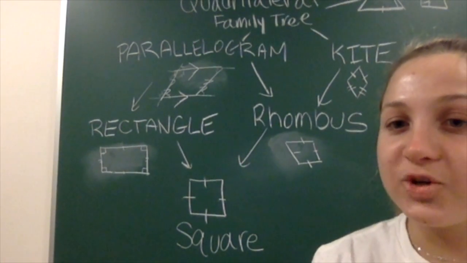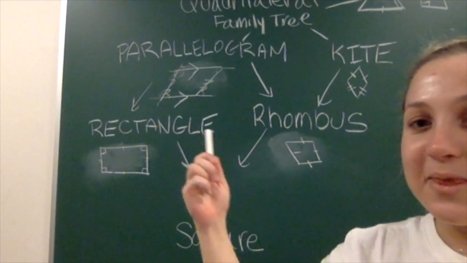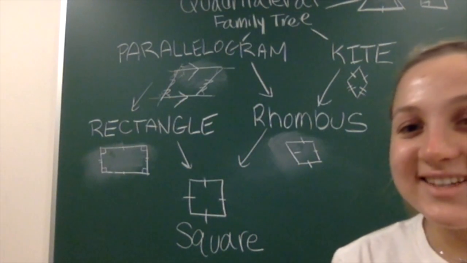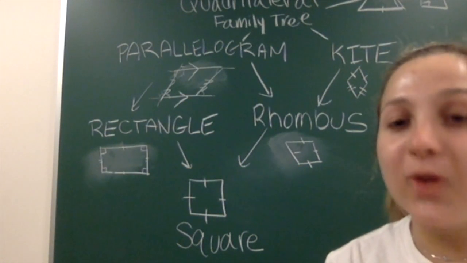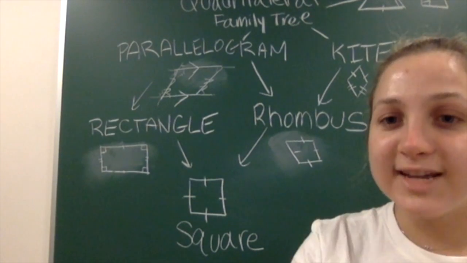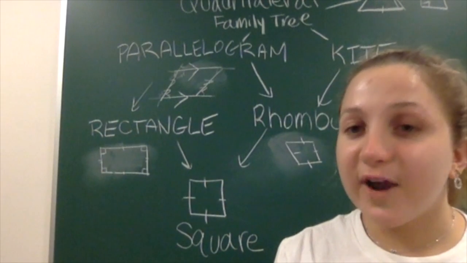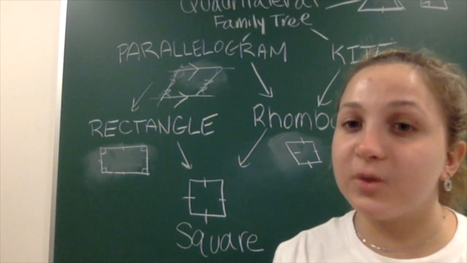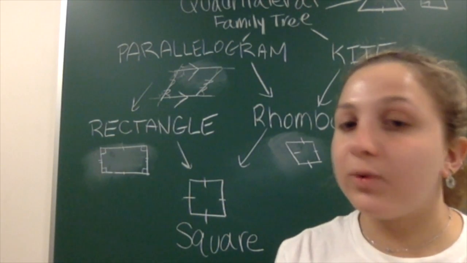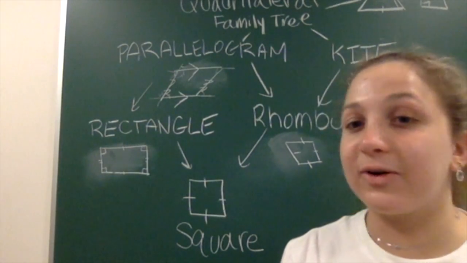The defining attribute of a rhombus is that it is a quadrilateral with all congruent sides. And connected to both of these shapes, I have a square. The defining attribute of a square is that it is a quadrilateral that has equilateral sides and equiangular angles.